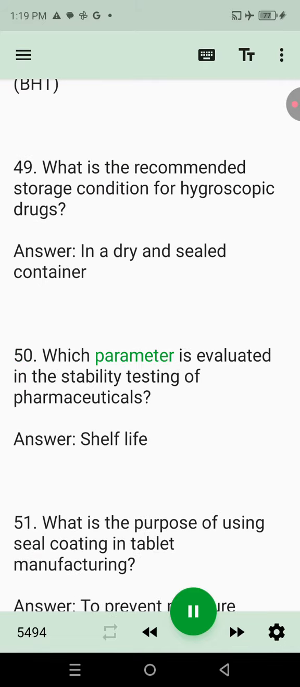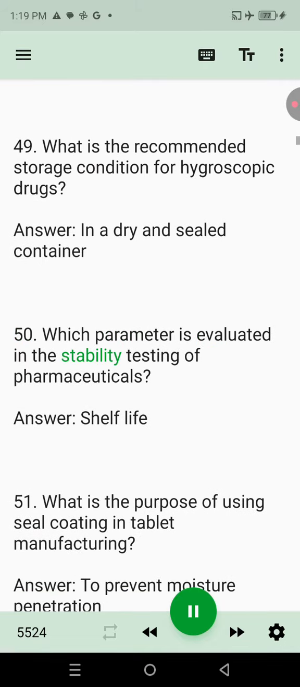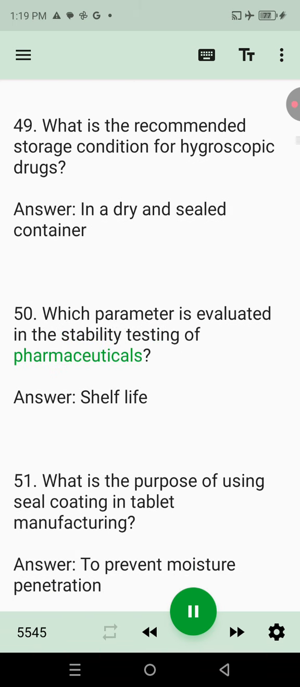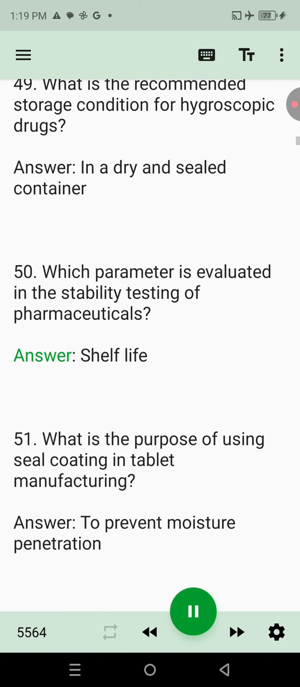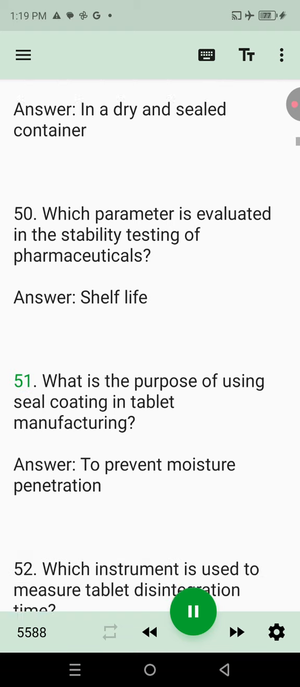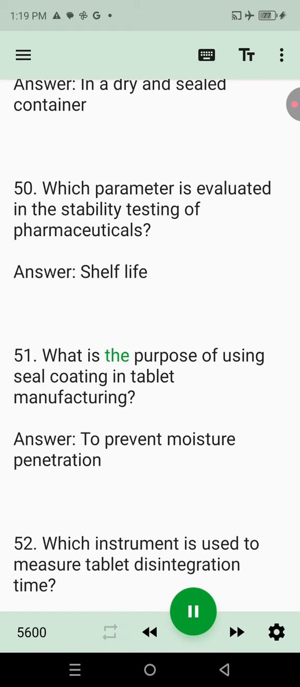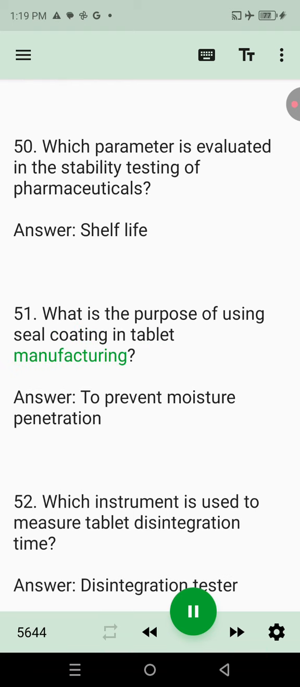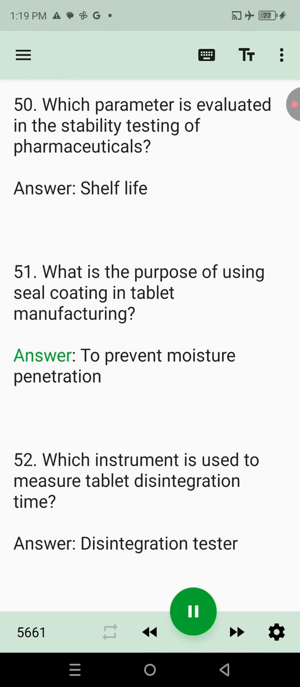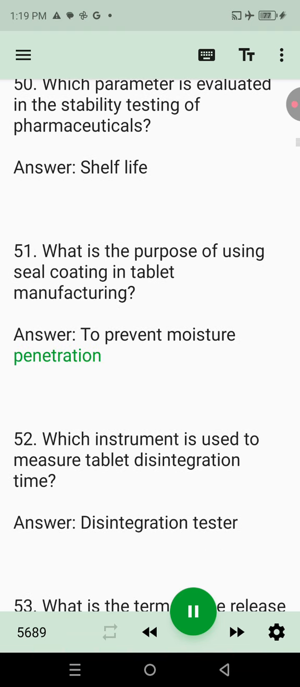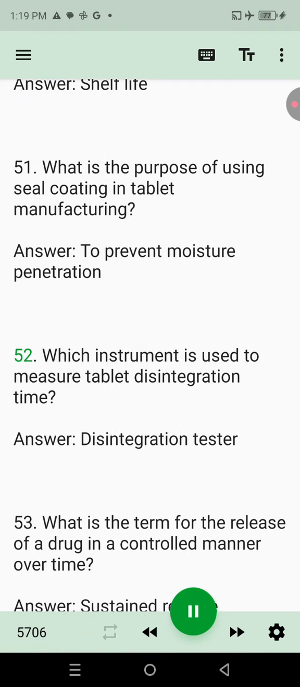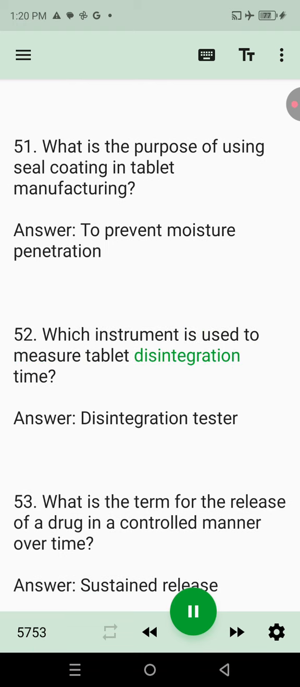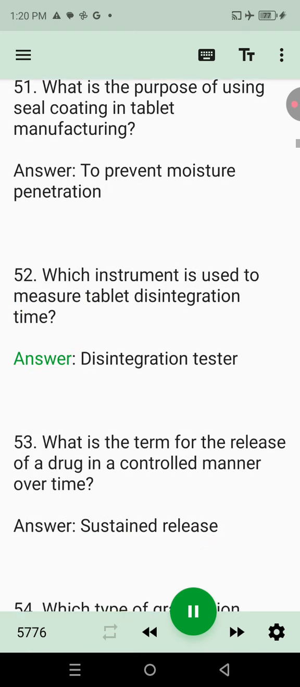50. Which parameter is evaluated in the stability testing of pharmaceuticals? Answer. Shelf life. 51. What is the purpose of using seal coating in tablet manufacturing? Answer. To prevent moisture penetration. 52. Which instrument is used to measure tablet disintegration time?